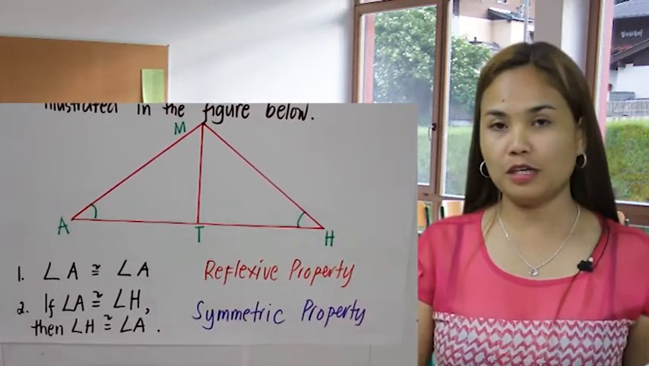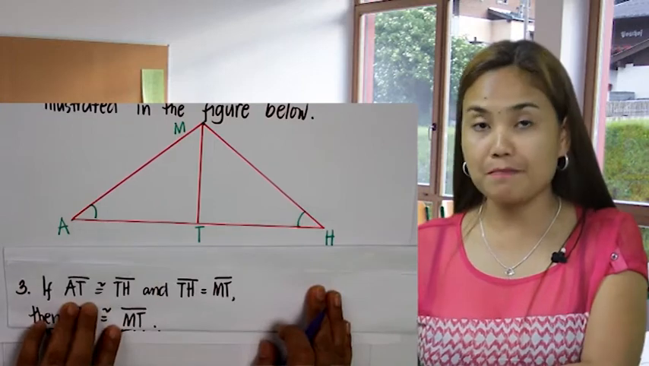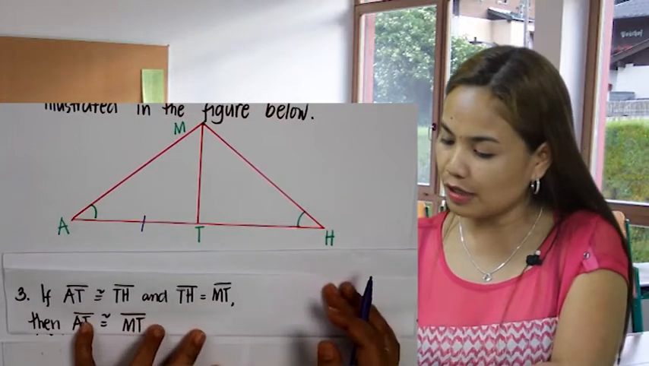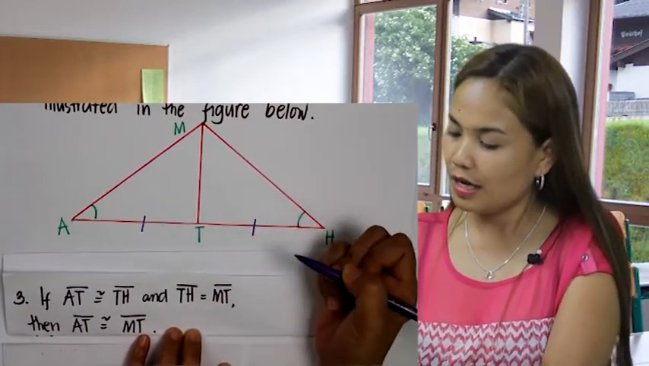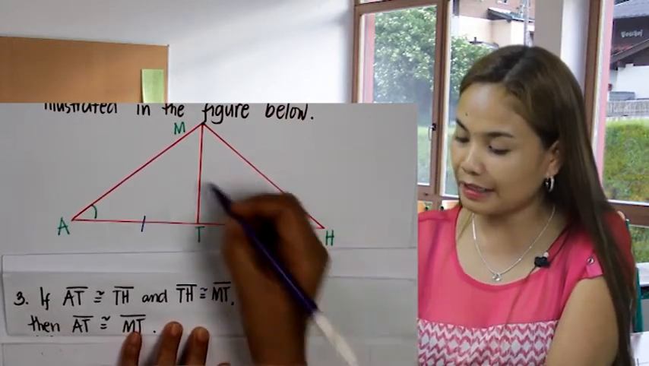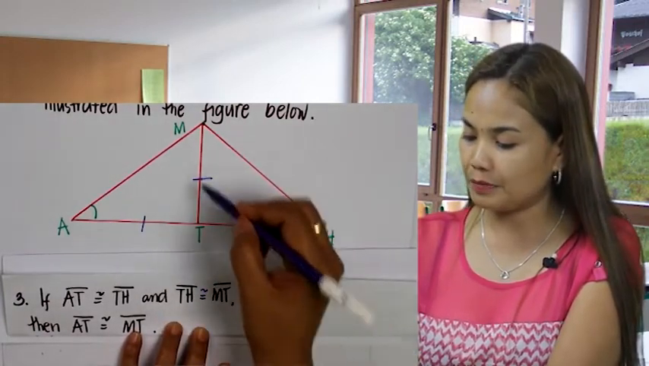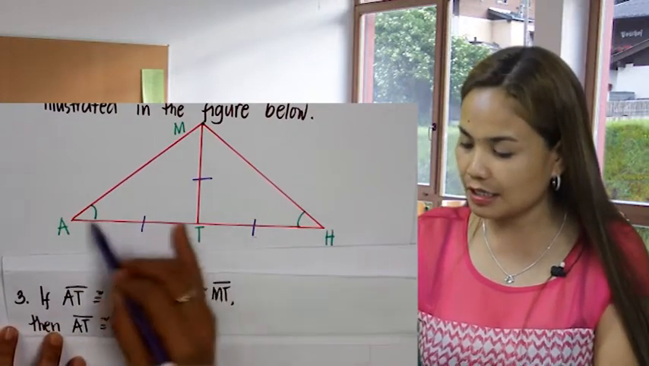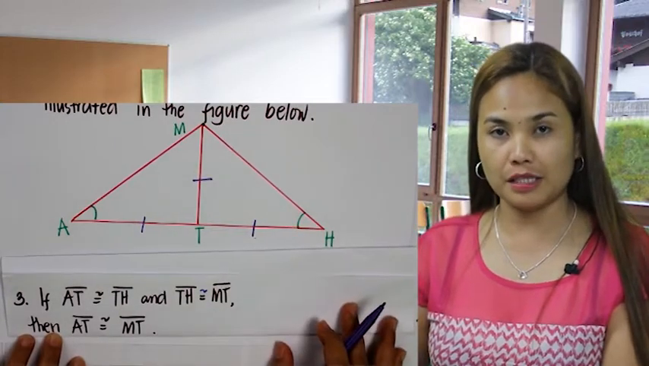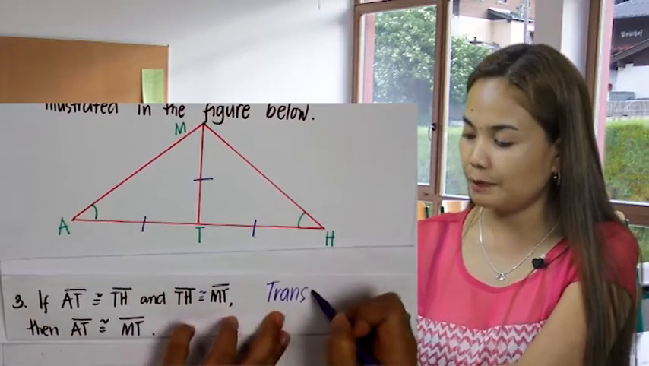And the third is this. If line segment AT is congruent to line segment TH, and TH is also congruent to line segment MT, so three are involved, AT, TH, and MT. Then AT, this segment, is congruent to MT. This is called the transitive property.